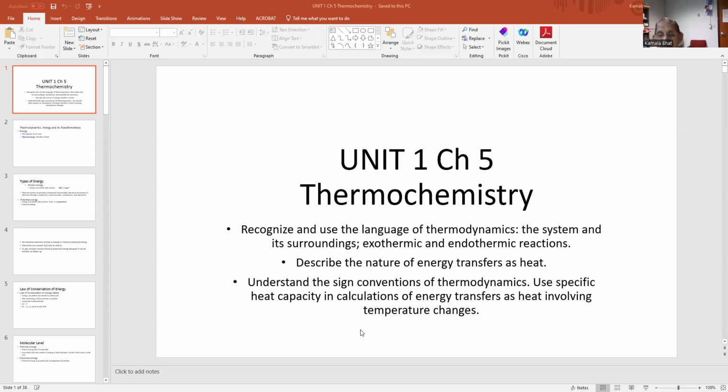Then we have to understand the sign conventions of thermodynamics. And then, of course, we are going to do at least one small problem on how to use specific heat capacity in calculations of energy transfers when temperature changes occur. Now, before we go any further, we have to first define how we are going to cut this chapter into small bits so that you can understand the whole concept behind it without overpowering yourself.